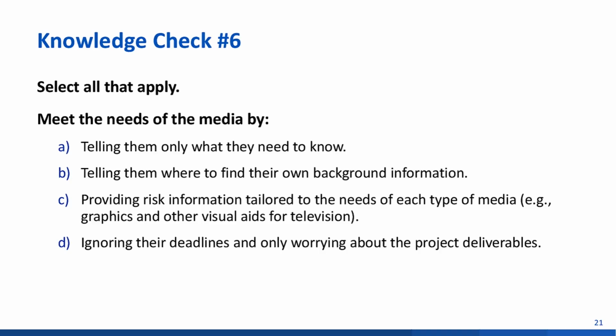The answer is C is correct. Provide risk information tailored to each type of media, such as having graphics for television. For A, you do not want to filter what you are telling the media. It breaks any trust that you may have built. B is incorrect because you want to provide reliable information as an environmental health expert. D is incorrect. You want to provide information as soon as possible. You want the media to get accurate information to the community.